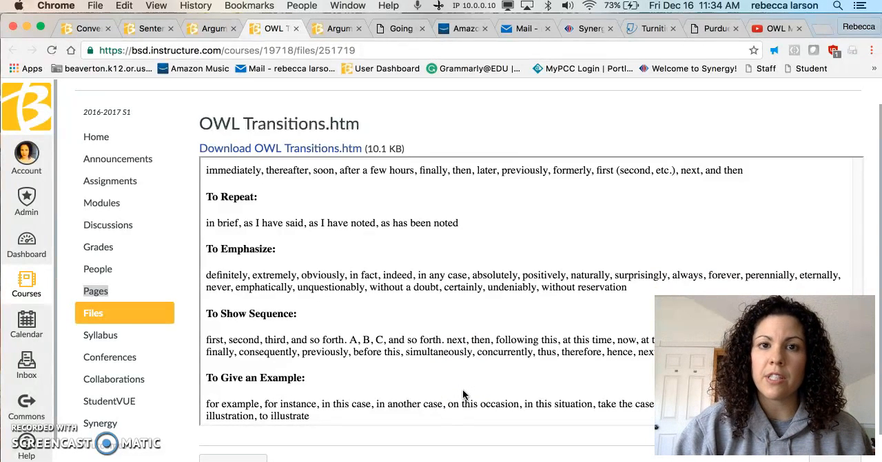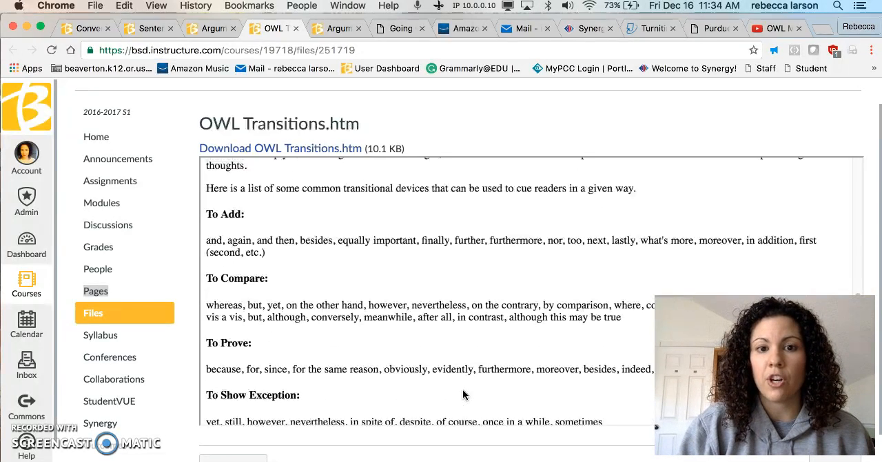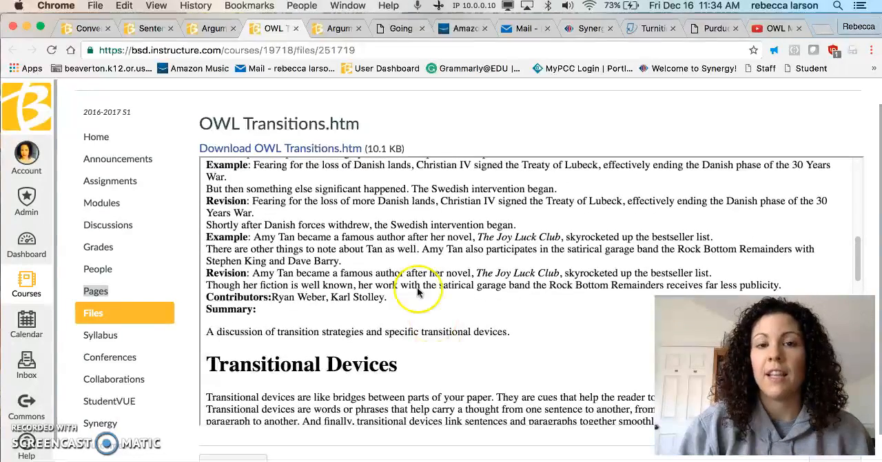So I hope this helps with transitions. Make sure you do that work. Go through, highlight your concluding sentence, highlight your topic sentence, circle your key terms, and then write a new sentence incorporating both of those key terms, just as they did in the examples here.